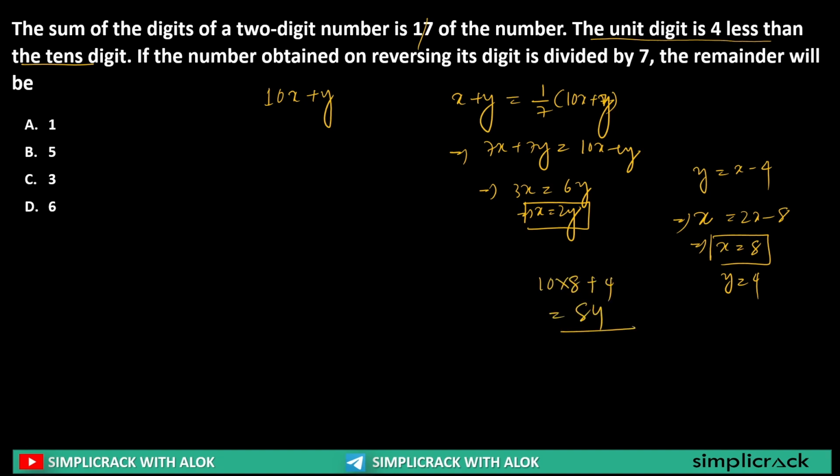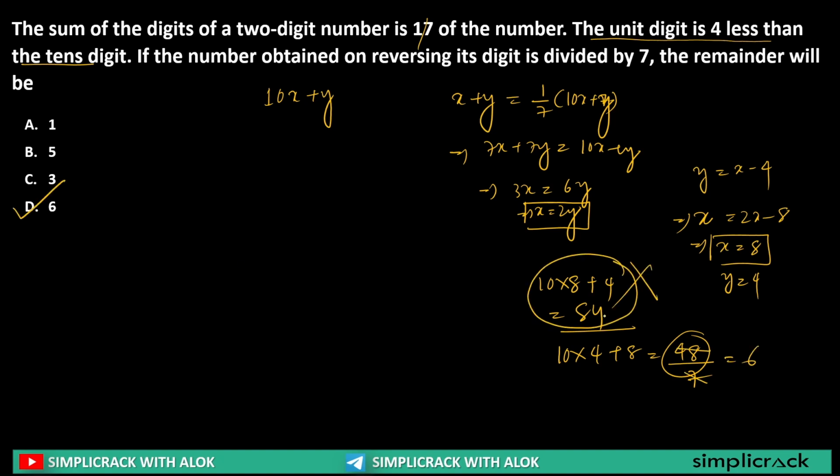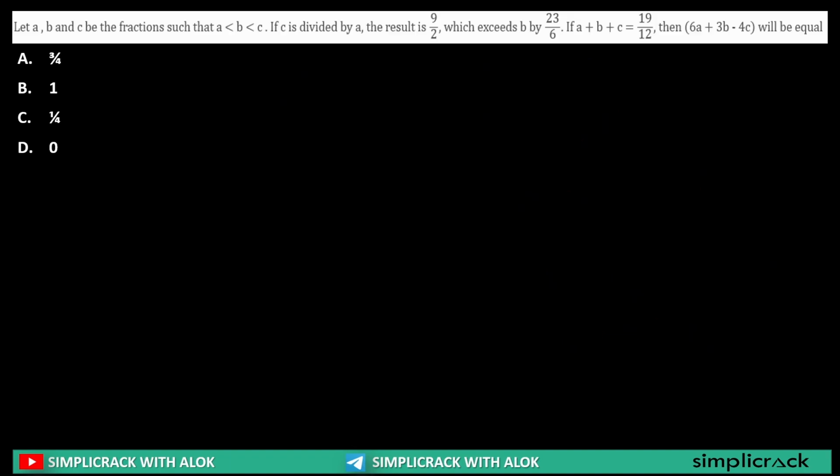And if I divide the number obtained on reversing its digit. So the new number will be 10 into 4 plus 8, that is 48. So if the number is divided by 7, the remainder will be 6. Here we should not conclude early, because it is said the numbers are reversed. So now y will be at the 10th place, 8 will be in the unit digit's place.